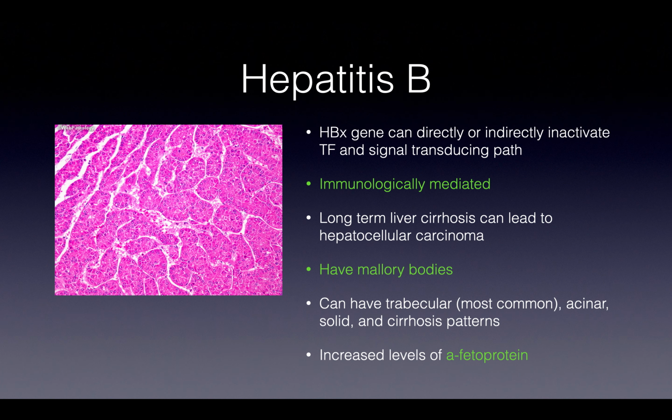Hepatitis B, the gene can be directly or indirectly activating the transcription factors and signal transducing pathway. So it's caused by long-term liver cirrhosis, and the cells that are affected are going to have these Mallory bodies. They can either have the trabecular, as you can see here, the acinar, or solid or cirrhosis patterns. And one of the good markers is the alpha fetoprotein.